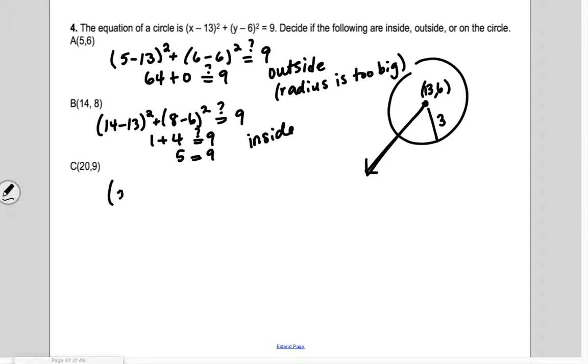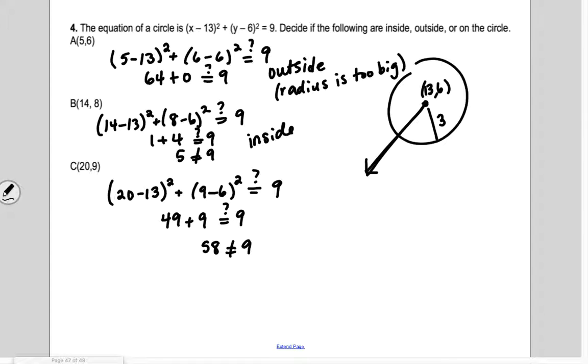All right, so anyway, I have 20 minus 13 squared plus 9 minus 6 squared. I want to see if it's equal to 9. Ooh, I don't think it's going to be. So mean, huh? 7 squared is 49 plus, I already know I'm too big. I could just stop there. 3 squared is 9. Is that equal to 9? No, 58 is not equal to 9. Outside. It's outside. I agree.